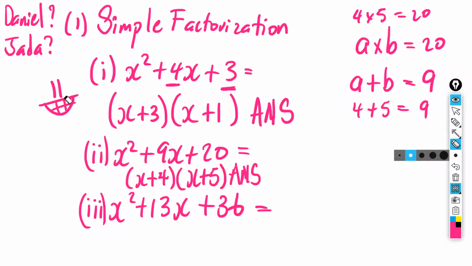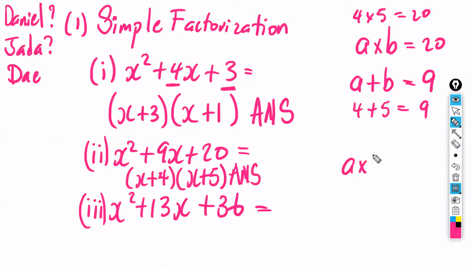Let me ask somebody else now. Let me ask Deshana. Deshana, help me out. Which 2 numbers when I multiply them will give me 36, but when I add them will give me 13? This is interesting. Deshana, are you with me? Is it coming to you?